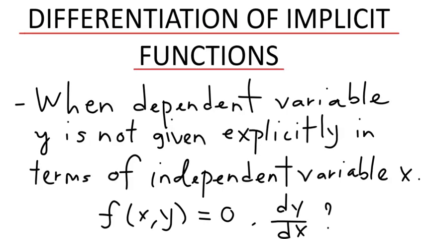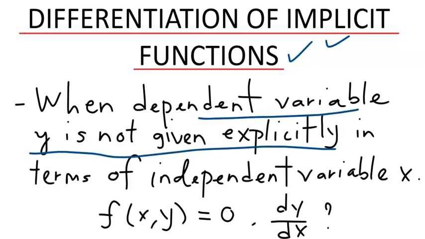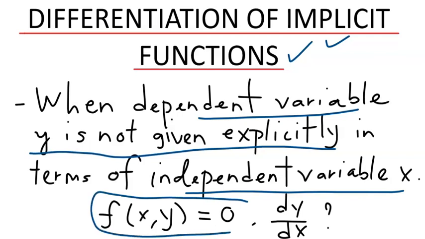In this video, we want to discuss differentiation of implicit functions. An implicit function is a function where the dependent variable y is not given explicitly in terms of the independent variable x. So it's not possible to write y in terms of x. Such a function can be written in the following format. We want to talk about how to obtain the derivative of y with respect to x, dy/dx.